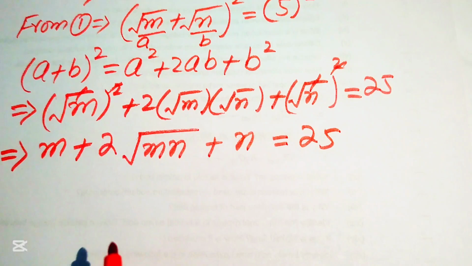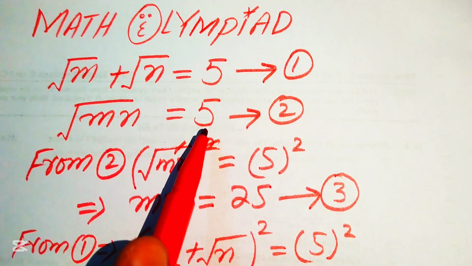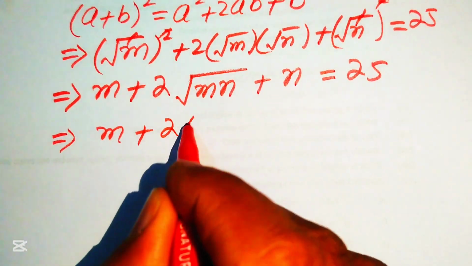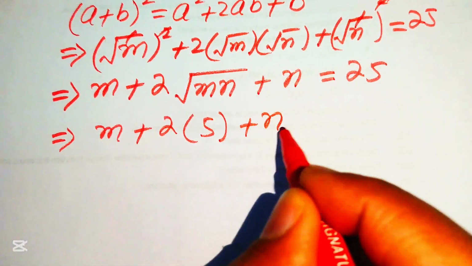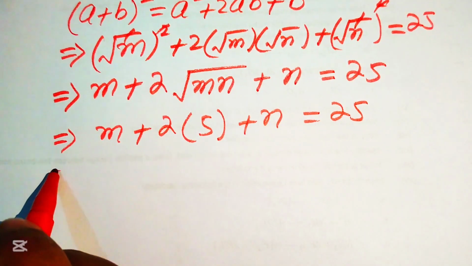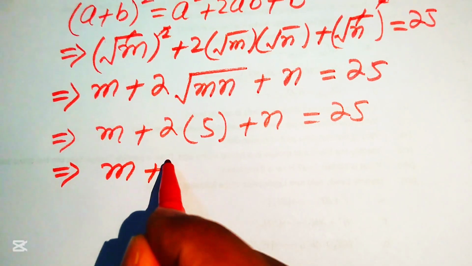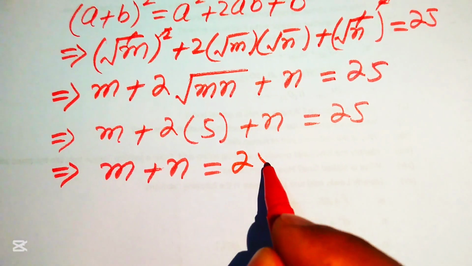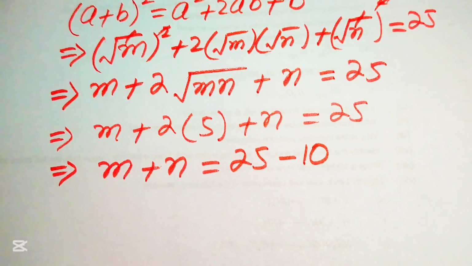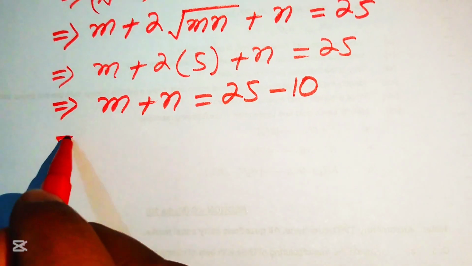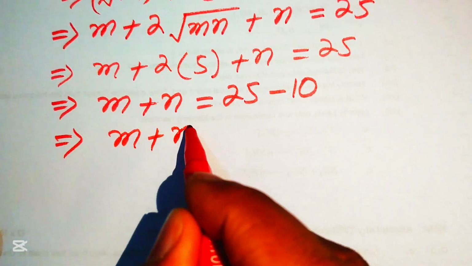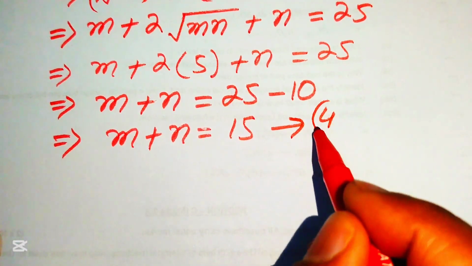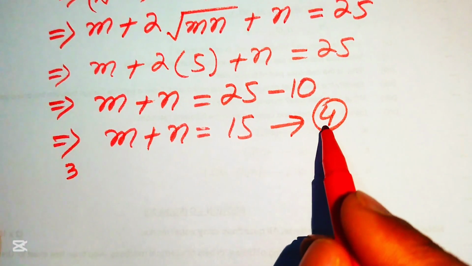And we know that the square root of mn equals 5, so we use this value here and it becomes m plus 2 times 5 plus n equals 25. So this will be written as m plus n equals, these two 5s are 10, and we move this 10 to the right-hand side and it becomes 25 minus 10. Further we have m plus n equals 25 minus 10 equals 15, and this is our equation number 4.